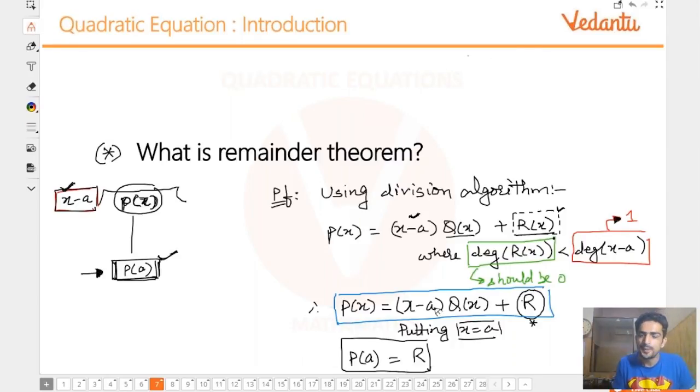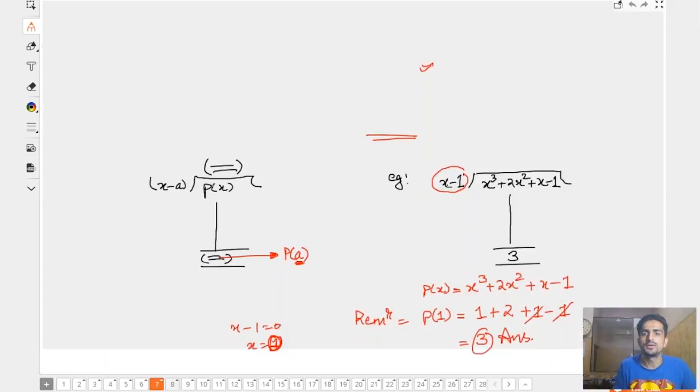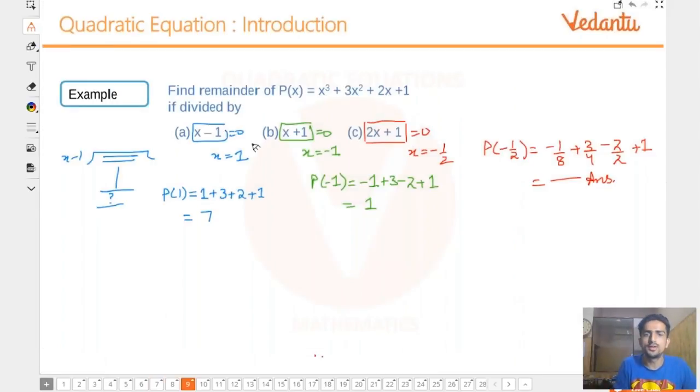Now, I was interested in finding r. And this was the term which was disturbing me. I didn't want to have this term. So to remove this term, we put x equal to a on both sides. As soon as we put x equal to a on both sides, this term becomes 0 and you get the value of r as p of a. That is the remainder theorem. Okay guys, so this was the remainder theorem. We also did a few examples of the remainder theorem and we saw we could find the remainder very quickly.